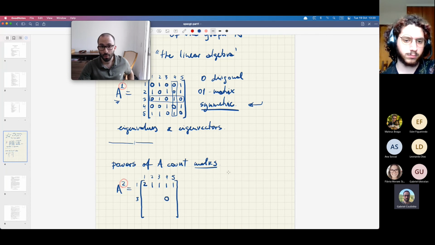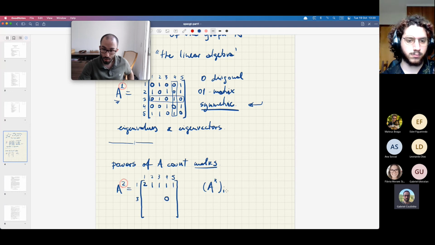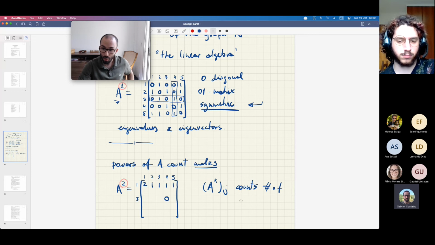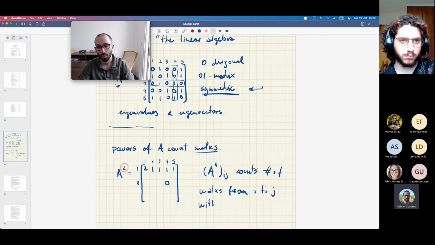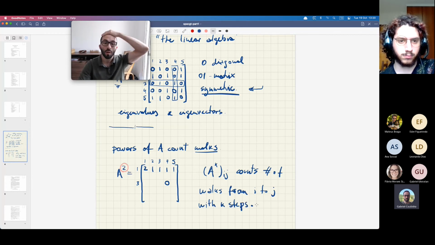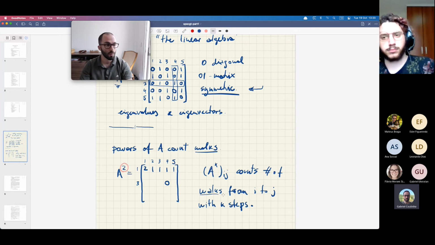And I will come back to this next class, but it's not really difficult to show by induction that A to the k, entry ij, counts the number of walks from i to j with precisely k steps. And walks in the graph allow you to repeat, so you can repeat edges, repeat vertices. Walks are very free ways of moving in your graph.